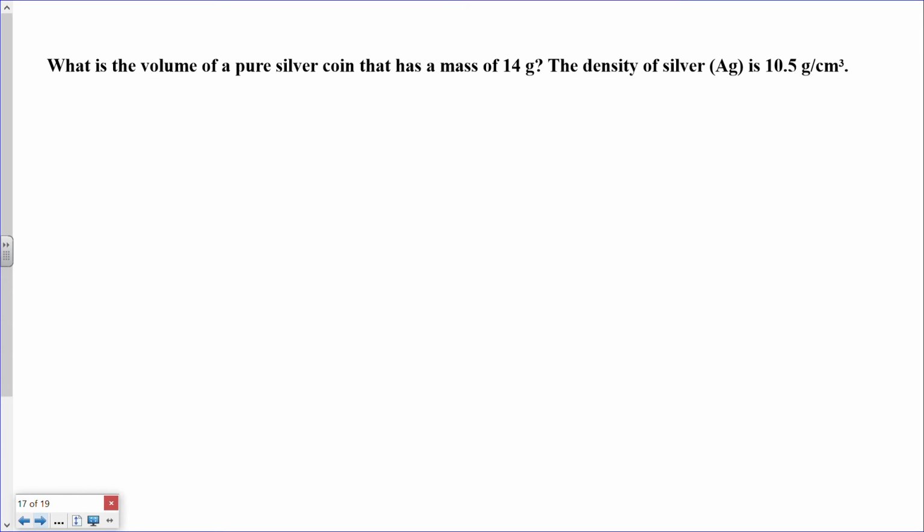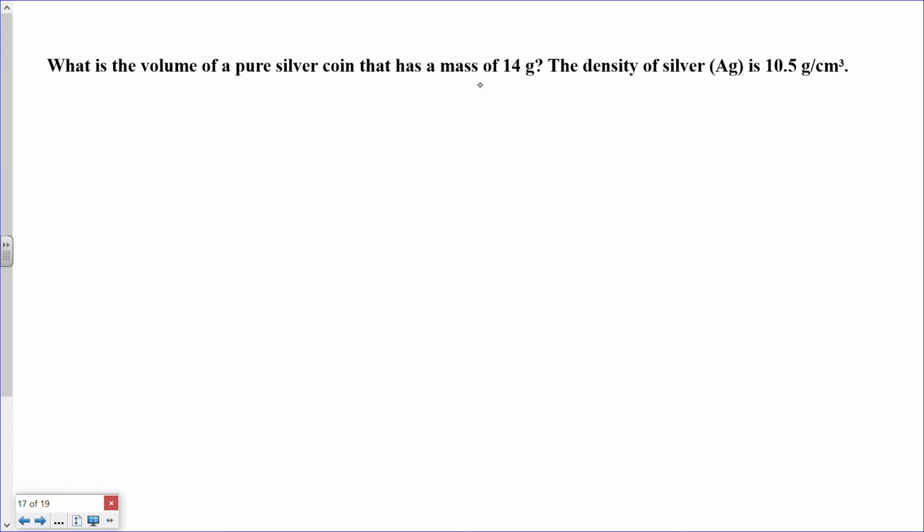For this problem, we're asked to find the volume of a pure silver coin that has a mass of 14 grams. And it tells us the density of silver is 10.5 grams per cubic centimeter. So we've solved problems like this before just by using the density equation. Density equals mass over volume. We would just want to rearrange it to solve for volume. But here we can also see that density can be used as a conversion factor. So we want to look at an example solving it this way.